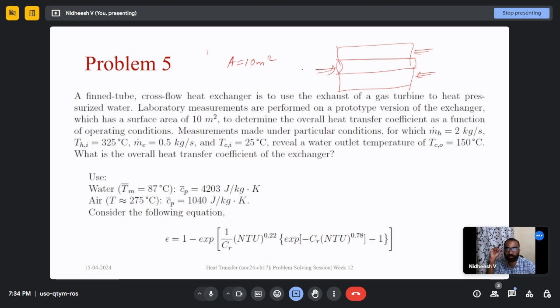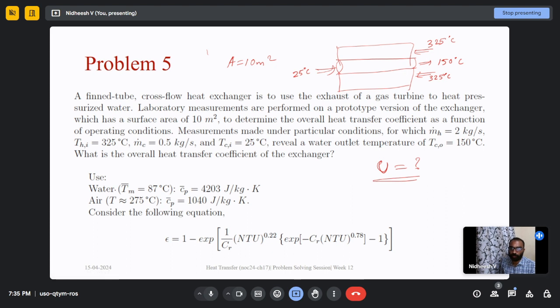Say this is water, the inlet temperature of water is 25 degrees Celsius and the outlet temperature of water is 150 degrees Celsius, and the inlet temperature of the hot gas is 325 degrees Celsius and the outlet temperature is not given to us. Now we have to find out the overall heat transfer coefficient of the heat exchanger.